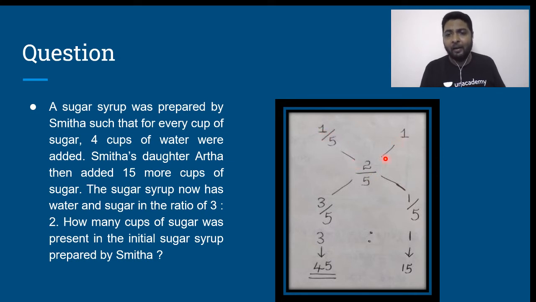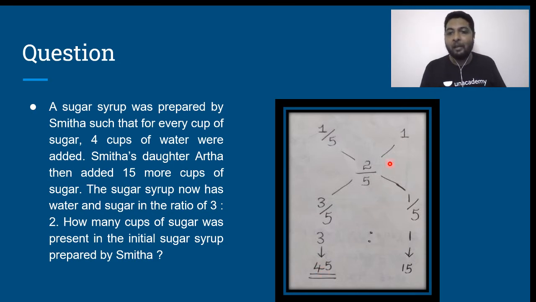1/5, 1 and 2/5. If you go by the principle of alligation, 2/5 minus 1/5 is 1/5. 1 minus 2/5 is 3/5. So the ratio of the number of cups of sugar is 3:1. If this one part, which is the amount of sugar added by Artha, is 15 cups, if 1 corresponds to 15, then 3 corresponds to how much? 45. Therefore, what is my answer? 45. It is as simple as that.